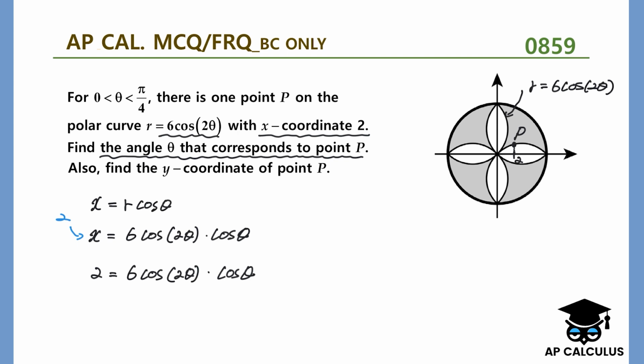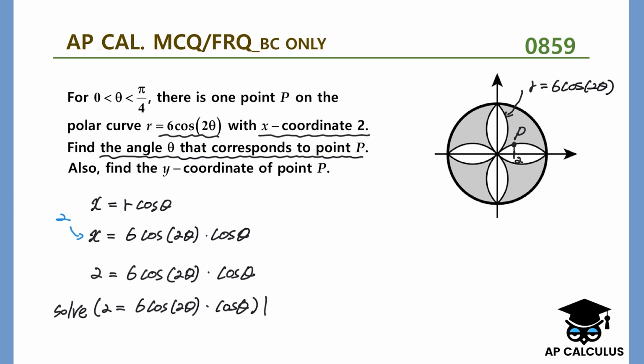Well, I use the calculator's cos. So if we use that, we can find the angle theta using solve, right? So solve 2 is equal to 6 cosine 2 theta times cosine theta.